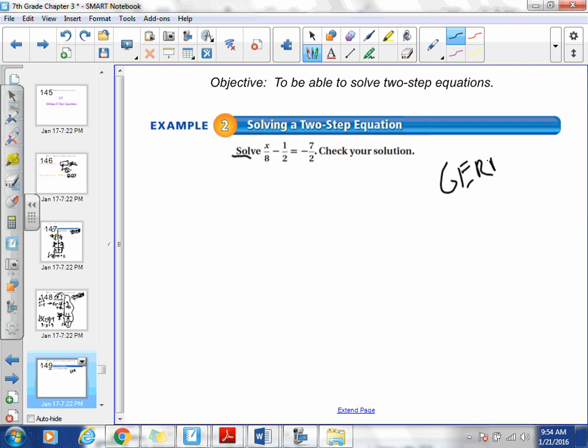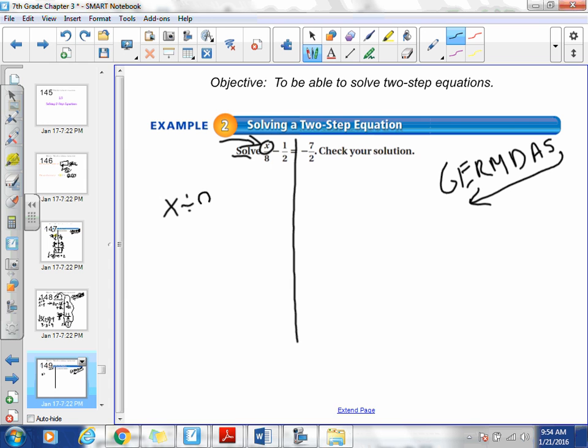So it says solve, so I know I'm going to use my order of operations in reverse, because I'm undoing the operations that were done to the variable. Okay? If this equation doesn't make a lot of sense, you can write it a different way. So you could say x is being divided by 8, and they're subtracting 1/2 off of that, and that equals negative 7/2. So order of operations in reverse, we're undoing what was done to the variable.